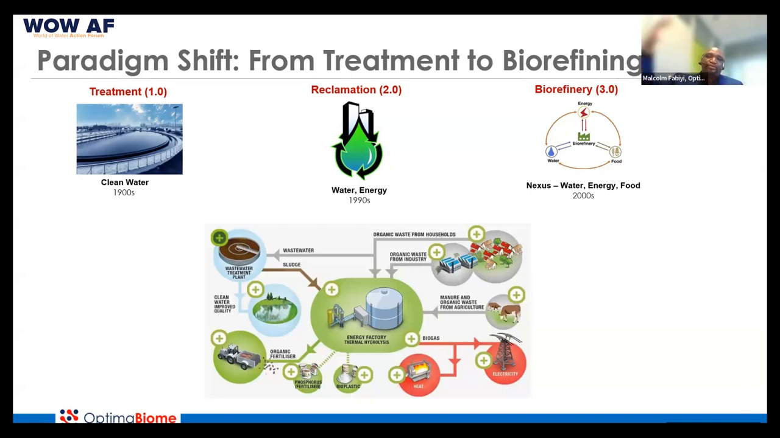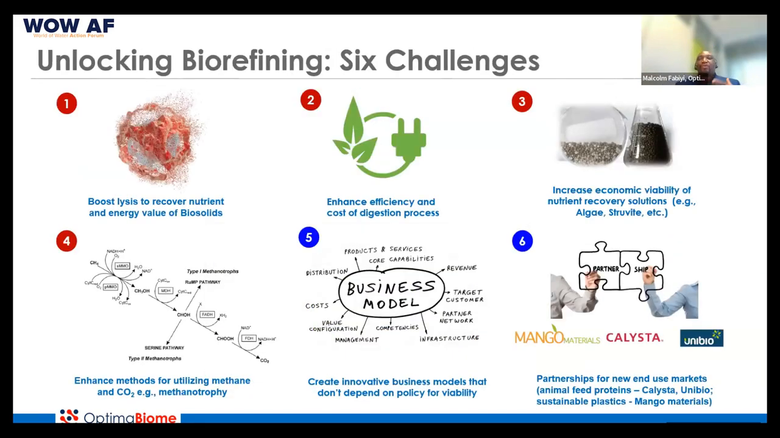Could we take the CO2 that is generated from the treatment processes and then leverage that CO2 and utilize it in methanotrophic or methylotrophic systems that can take CO2 and methane and turn that into bioplastics? These are possibilities that can actually be explored. And so right now I'm spending a lot of my time trying to explore those possibilities.